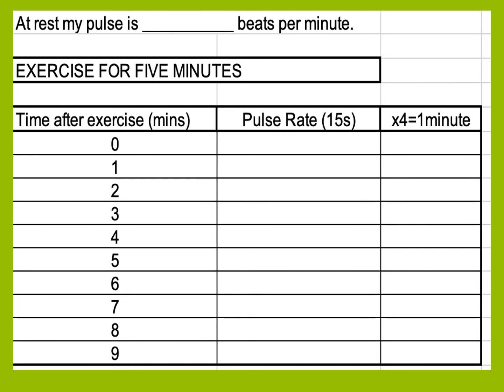So 0 minutes after exercise means as soon as you stop. So you'll do it as soon as you stop, then you'll do it 1 minute after, then 2 minutes after, then 3 minutes after, and so on. And what I would suggest you do, unless you're really quick with a calculator or your mental maths, is that you just focus on writing down the first column results. So your pulse rate in the 15 seconds, just do that, and then worry about doing the calculations, the multiply by 4 afterwards. Okay, now before you go, let's look at the next slide.